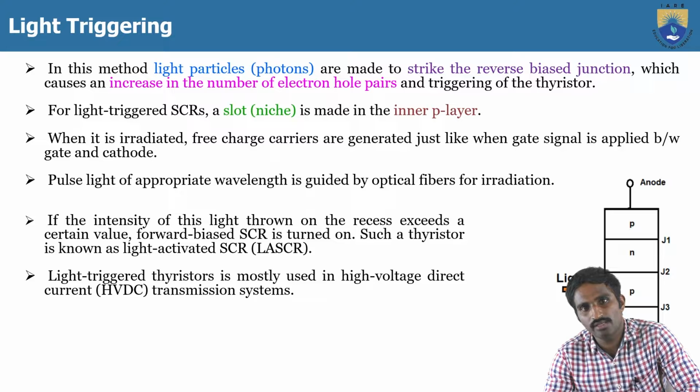Of all these triggering methods, the most efficient is the gate triggering method. So in our further modules we are going to use the gate triggering method to turn on the thyristor. So this is all about the different triggering methods of the SCR.